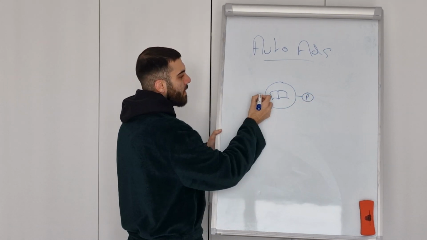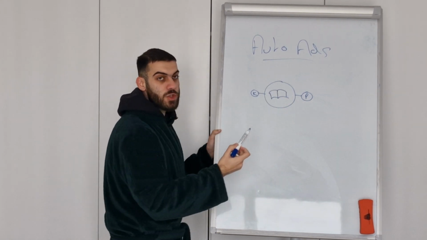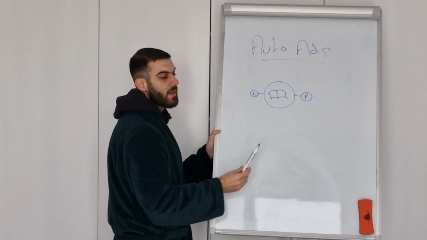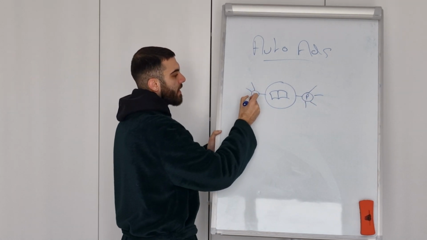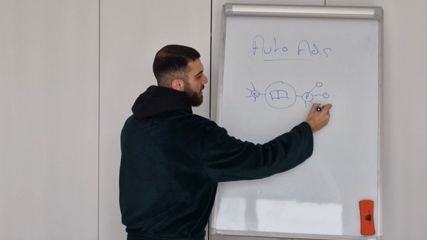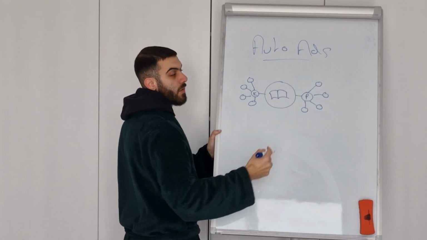I'm going to put that as P. And it's going to show you for keywords. I'm going to put that as K. Because the automatic ads shows your book for both products and keywords. Now, it's going to expand and find a bunch of products, and it's going to expand and find a bunch of keywords. Now, some of these keywords are going to work and others are not going to work. Some of the products are going to work and others are not going to work.